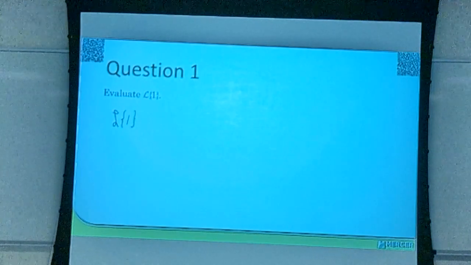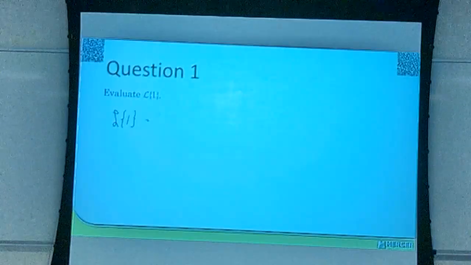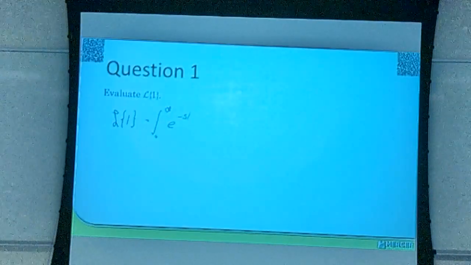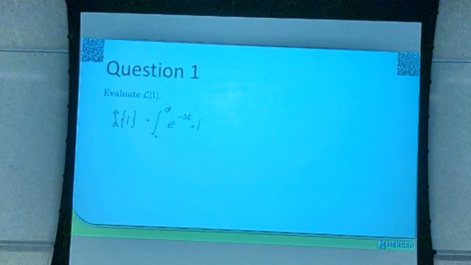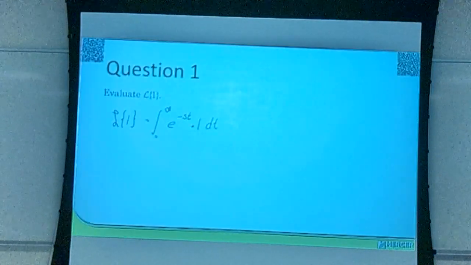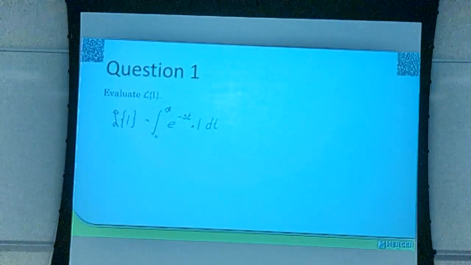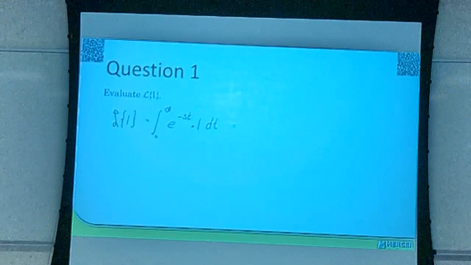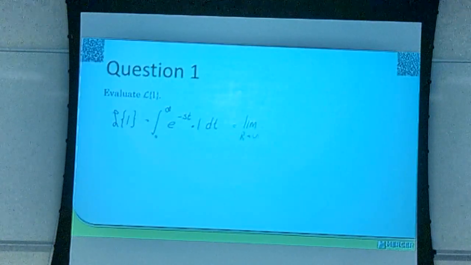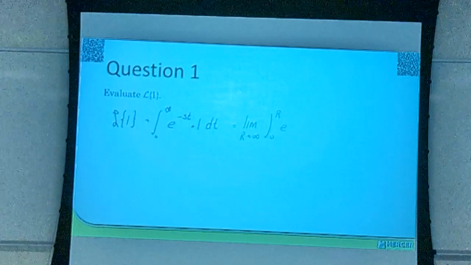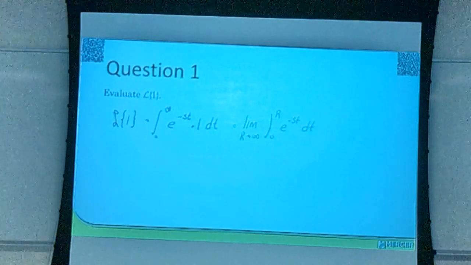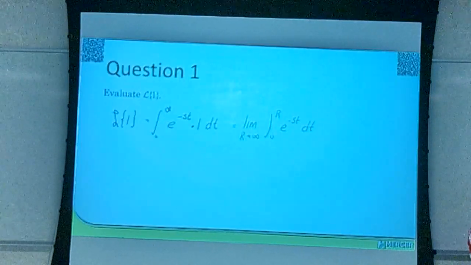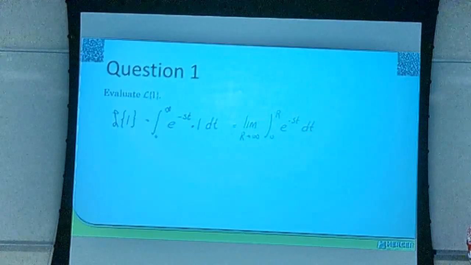Laplace transform of 1, using the definition, integral from 0 to infinity, e to the negative st times 1 dt. Now, technically what we would need to do is write this: do the integral from 0 to r, and then pass that through a limit as r goes to infinity.